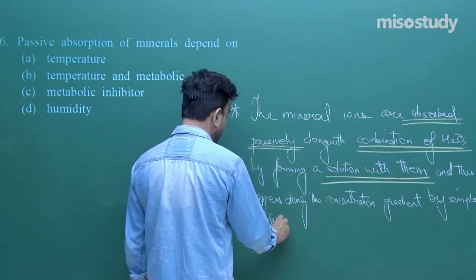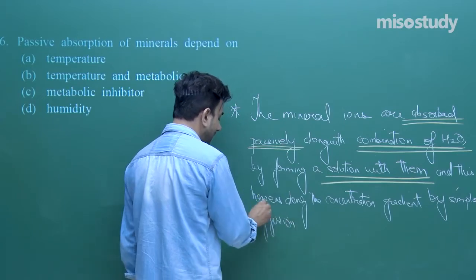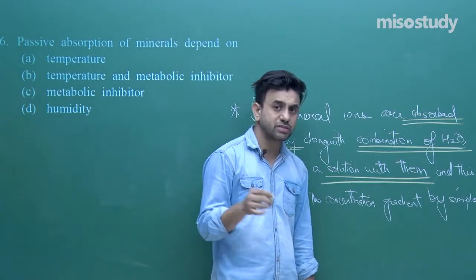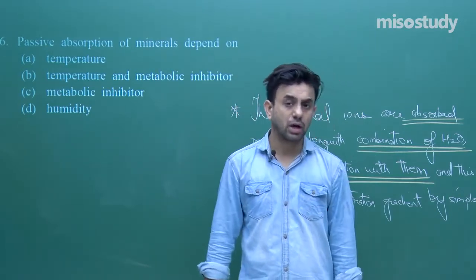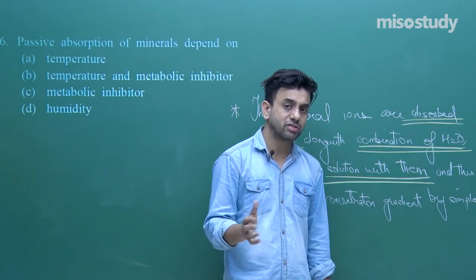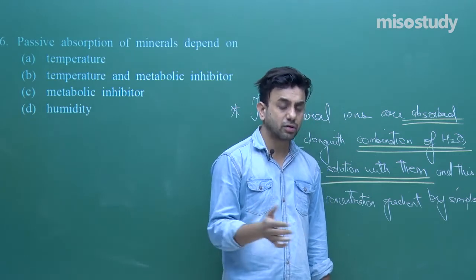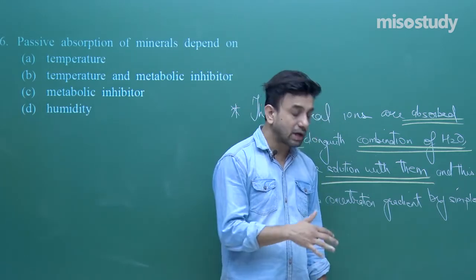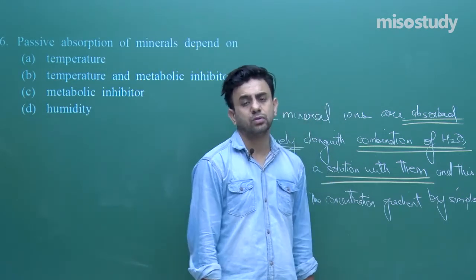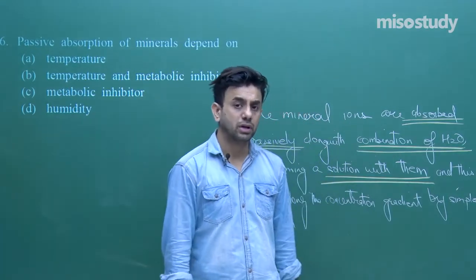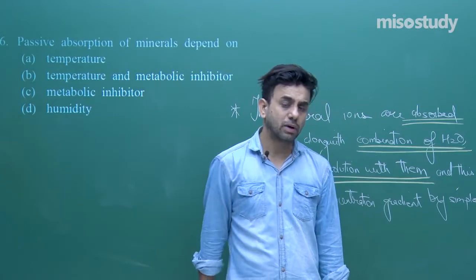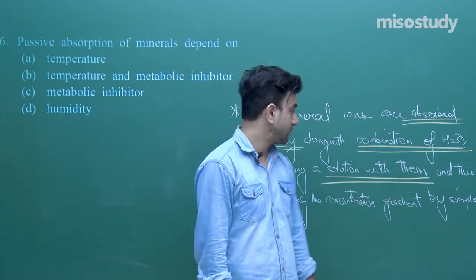So where is this taking place? This is actually taking place in the roots. When the water is moving inside the root cells, along with that water the dissolved solutes, the dissolved minerals, also move inside, and they are conducted through the xylem vessels, where they are transported to the leaves and to the other parts of the plant which require water.